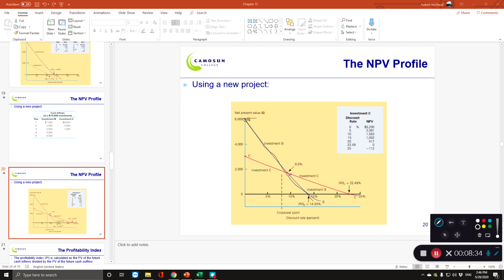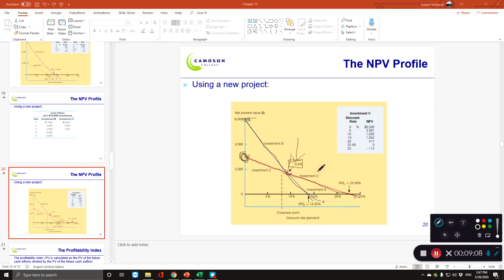The other one, project C, because it's really front loaded, doesn't have a really big NPV when the interest rate is low, but the NPV will go down slower because it's not as affected by changes in the interest rate as project B, and that's why we're going to get this crossover. Okay, here it says the crossover point is 9.3. I can ask you in the exam to find this crossover point. How would you find this crossover point?